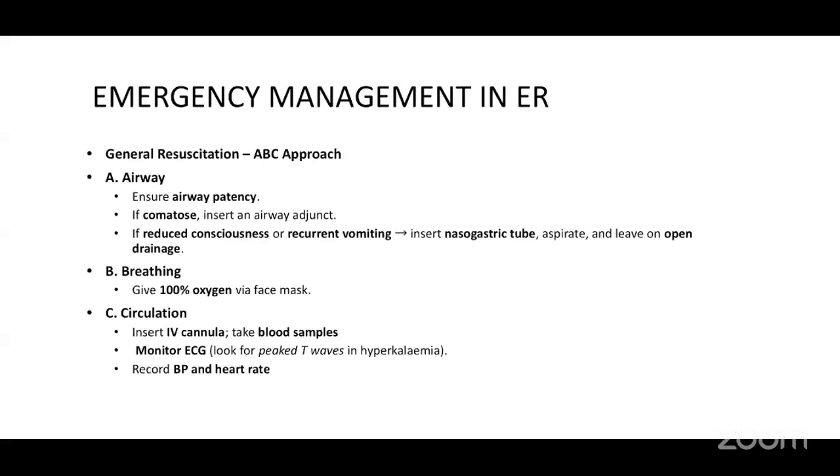If GCS is very low, or persistent vomiting is not controlled with the NG tube, we can go ahead with intubation as needed. If there is a lot of tachypnea, CPAP or BiPAP options can also be considered. That is when there's no vomiting. Coming to breathing, 100% oxygen has to be given by face mask.